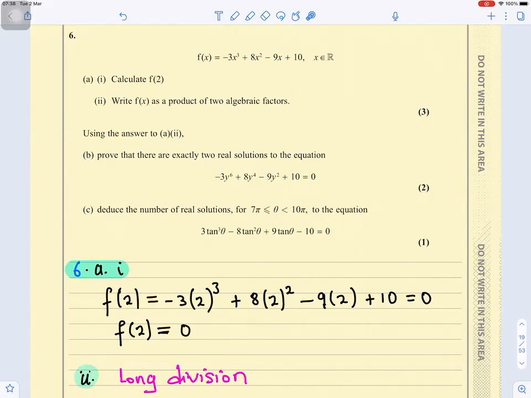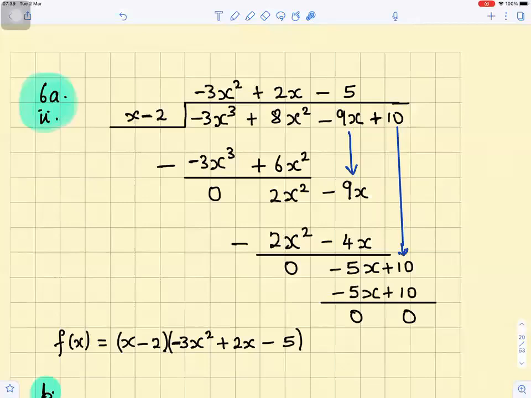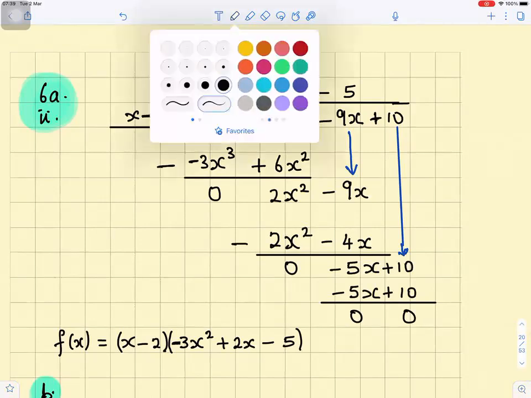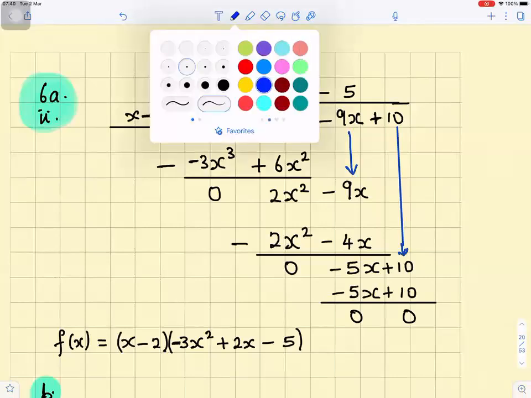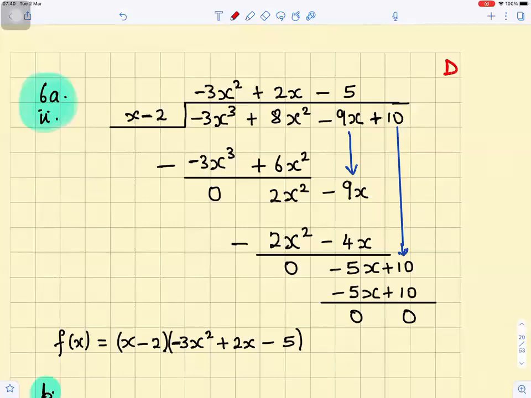So when we do long division, what you do is you divide. I'll show you the way I remember it. It was very important. You divide, multiply, subtract, bring down, repeat.